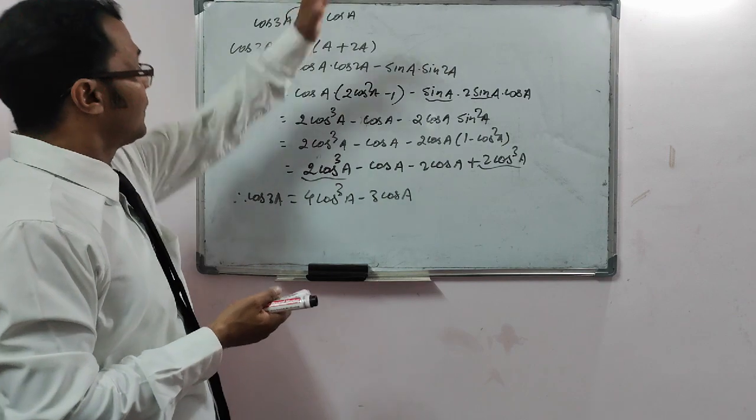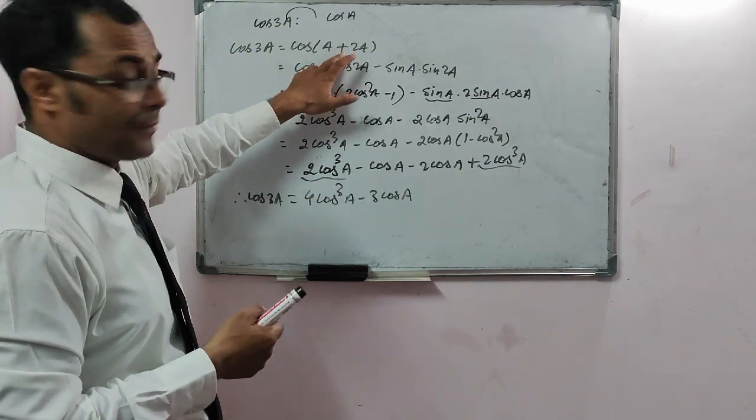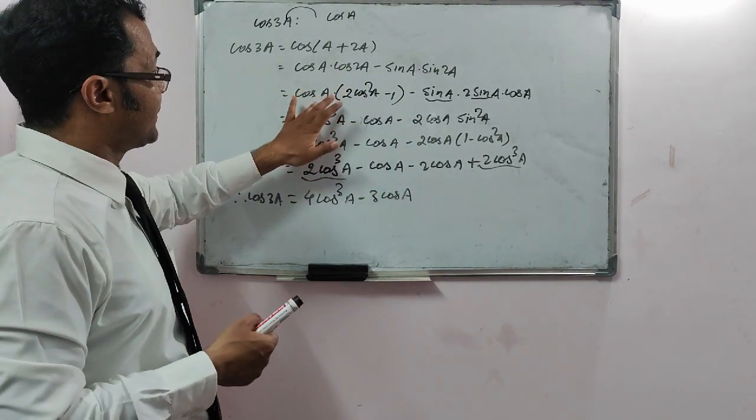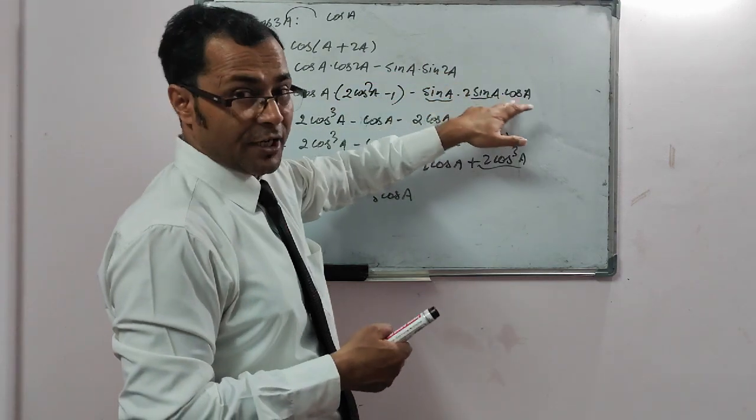Look here once again. Just like in the case of sine 3A, cos 3A means cos (A plus 2A). Cos A cos B minus sine A sine B. And then cos A remains as it is. Cos 2A, 2 cos square A minus 1. This as it is here, 2 sine A cos A.